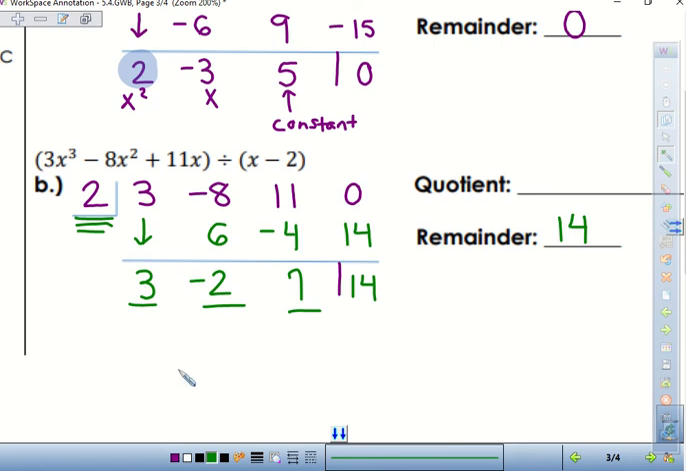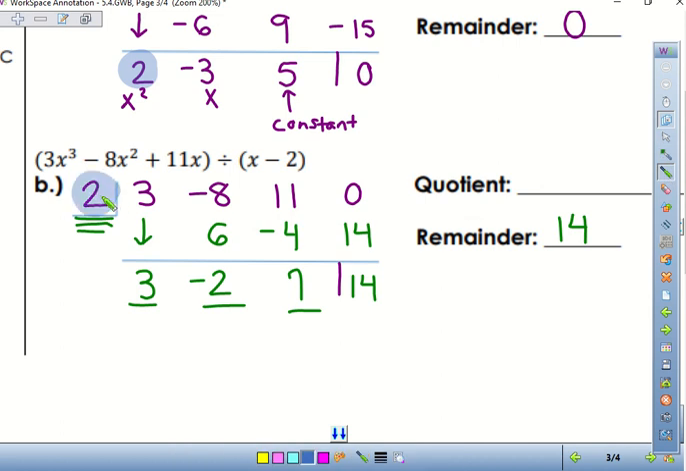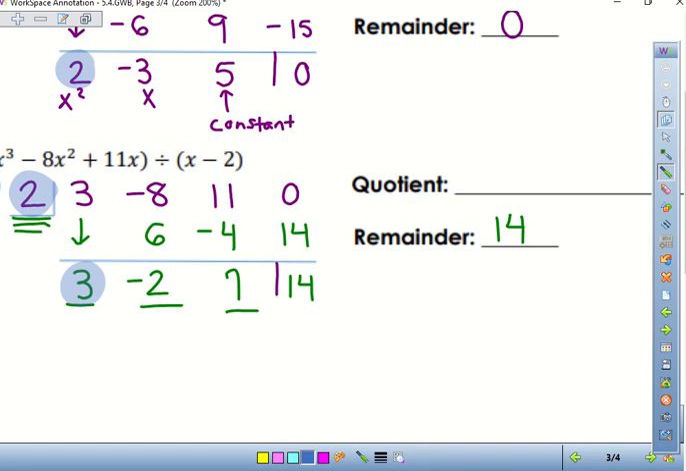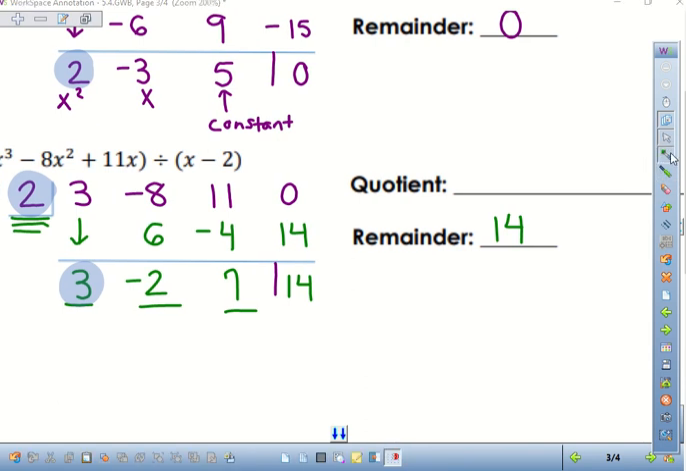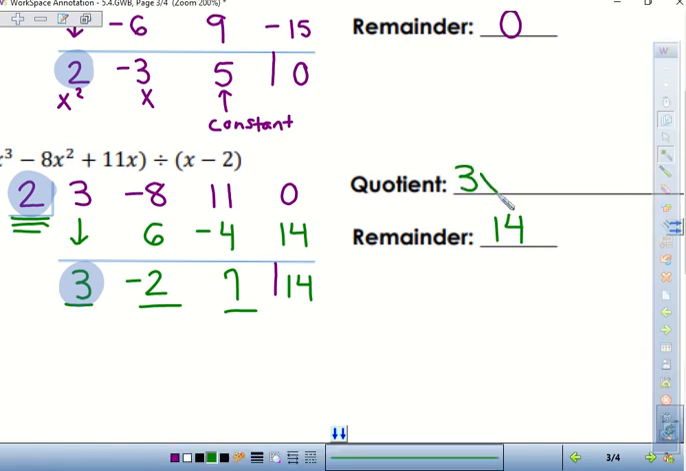Wait, what do you multiply? On which one? Where do you multiply? Every time you bring a number down, you're multiplying by this. Yep, exactly, and then you use that. Yes. So our answer is going to be 3x squared minus 2x plus 7 plus our remainder over our divisor.